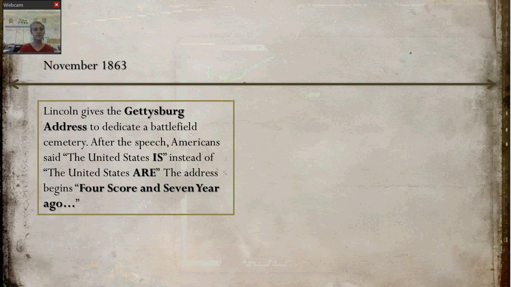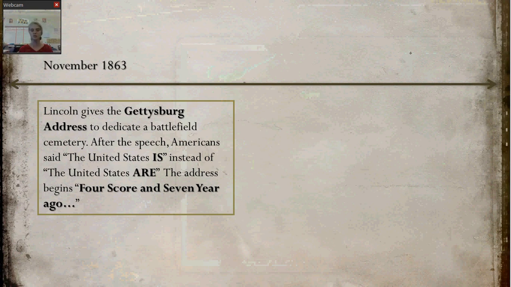In November of 1863, the Union gives the Gettysburg Address to dedicate the battlefield cemetery there. This is a really important speech because up until this point, Americans, when you talk about the United States, would have said the United States "are," as a plural, like the United States are this, right? After this speech, Americans start to refer to the United States "is." It is a singular. We are one country now. And we're going to talk more about the significance of this in class.